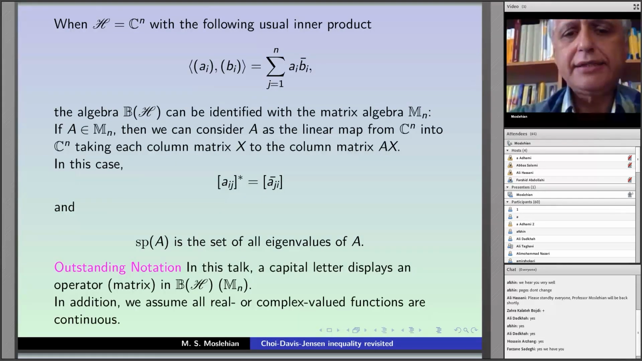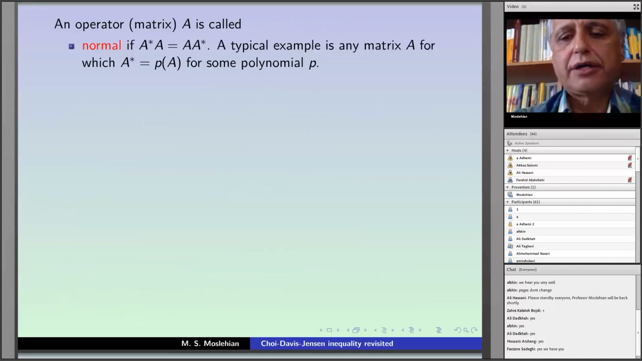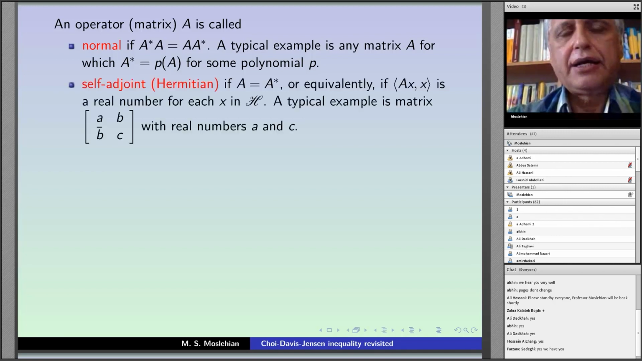In this talk, a capital letter denotes an operator or matrix. In addition, we assume that all real and complex valued functions are continuous. An operator A is called normal when A commutes with its adjoint. A typical example is any matrix A for which A* is equal to p(A) for some polynomial p. It is self-adjoint when A is equal to A*, or equivalently, the inner product of Ax and x is a real number for each x in H. A typical example is this matrix, in which a and c are real numbers.